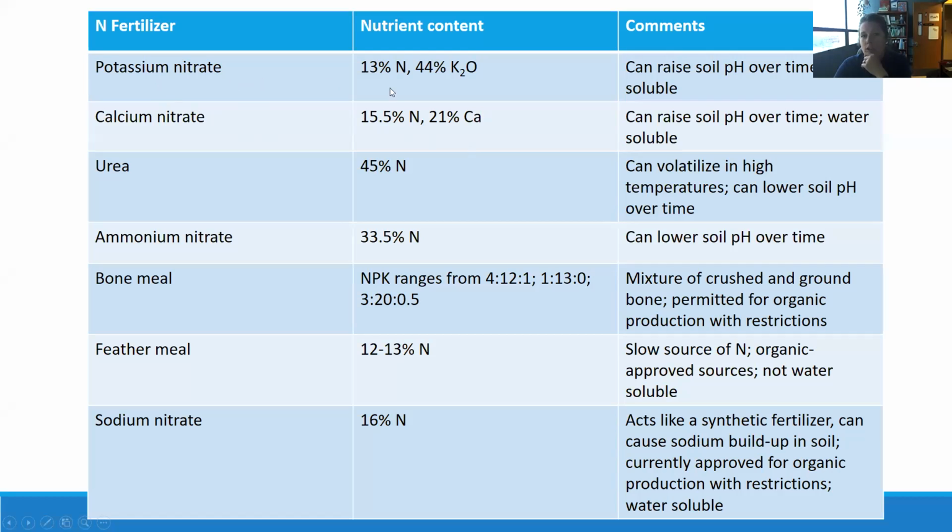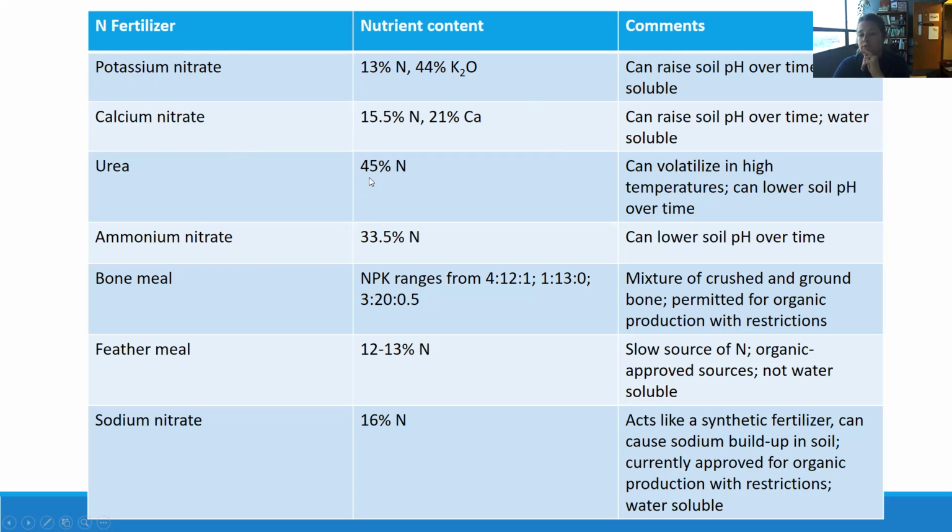Potassium nitrate is 13% nitrogen, 44% potash. It can raise soil pH over time, but it is water soluble. Calcium nitrate, 15.5% nitrogen and 21% calcium. It can also raise soil pH over time, but it is water soluble. So a lot of our veggie growers use one of these two, or sometimes they alternate.